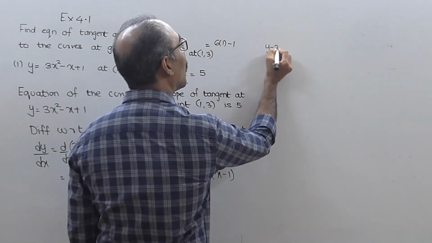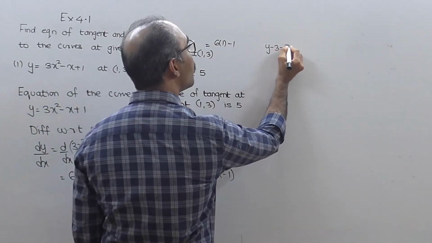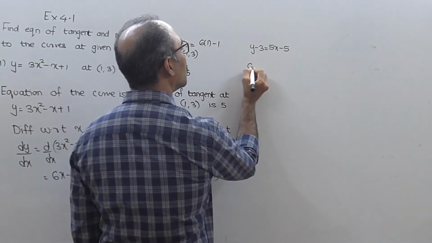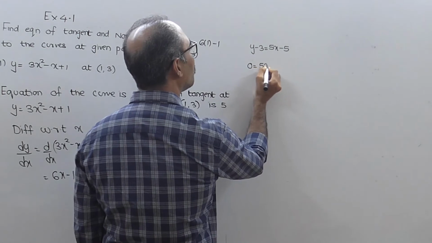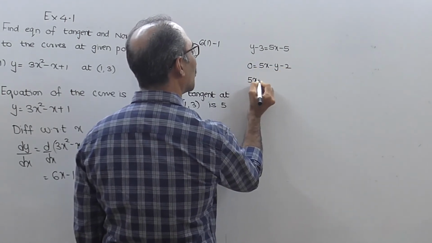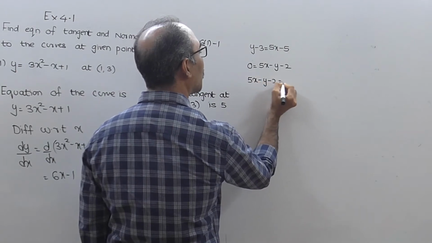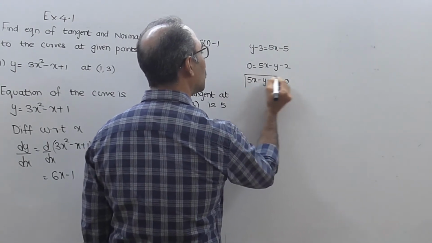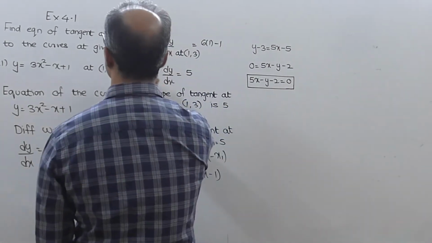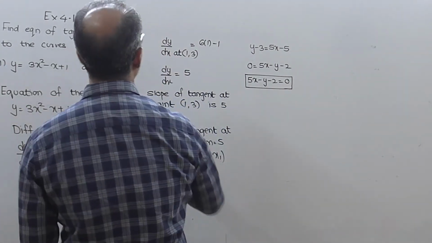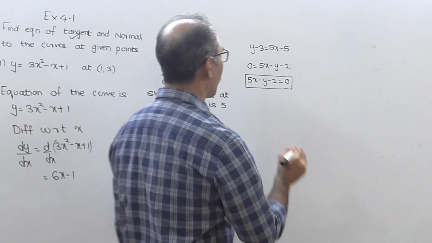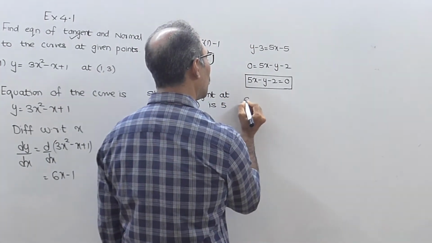So I get y minus 3 equal to 5x minus 5, 0 equal to 5x minus y minus 2. Therefore, the equation will be 5x minus y minus 2 equal to 0. This is the equation of the tangent. So the first part of the sum, finding the equation of the tangent, is done. Now you have to find the equation of the normal.